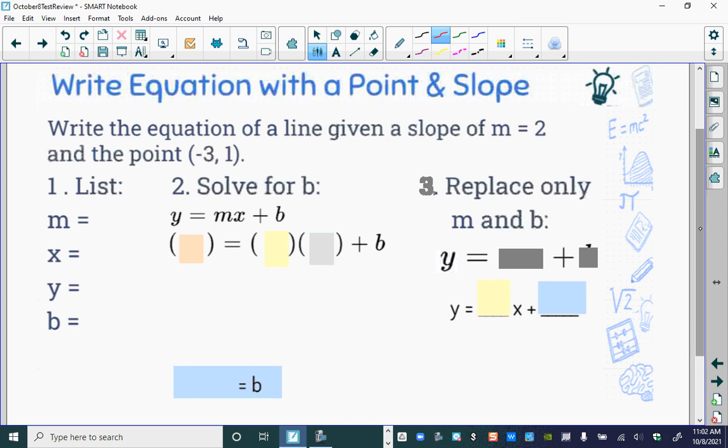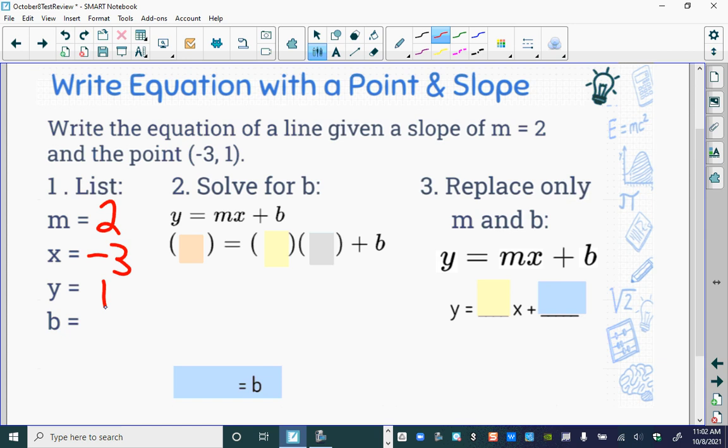Okay. Let's look at this first one real quick, and then we'll talk about parallel and perpendicular slopes. All right, this first problem. List your variables as always. If you're given a slope and a point, list what you know right away. Which 3 out of the 4 do we know right away? m, x, and y. What is m? m is 2. x is -3. y is 1. Now, let's go to our equation.